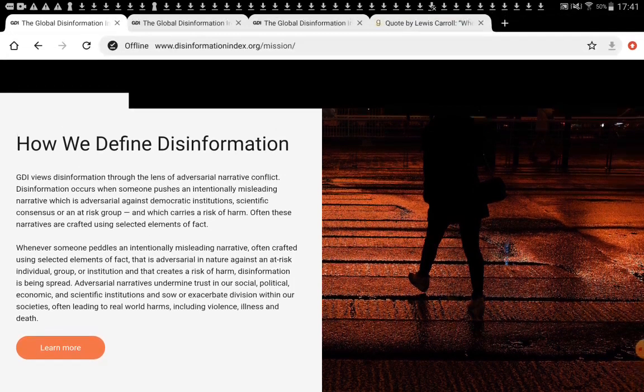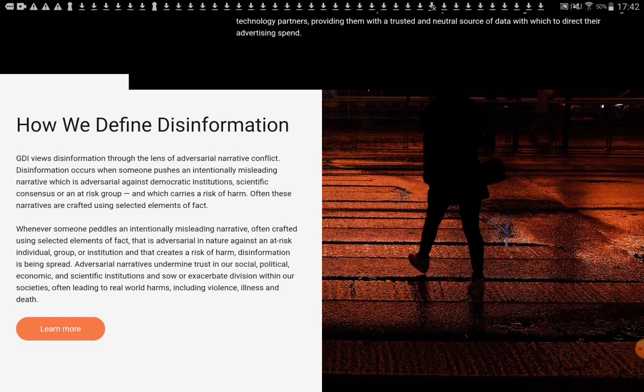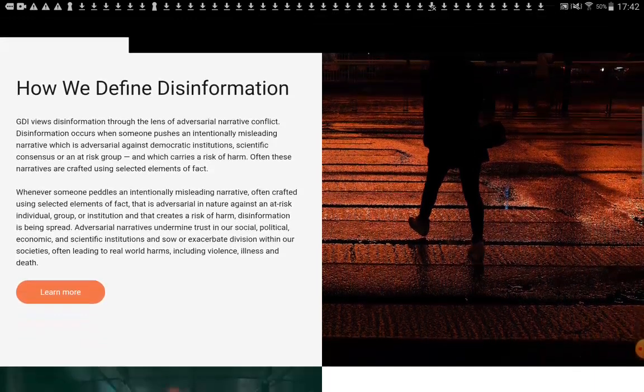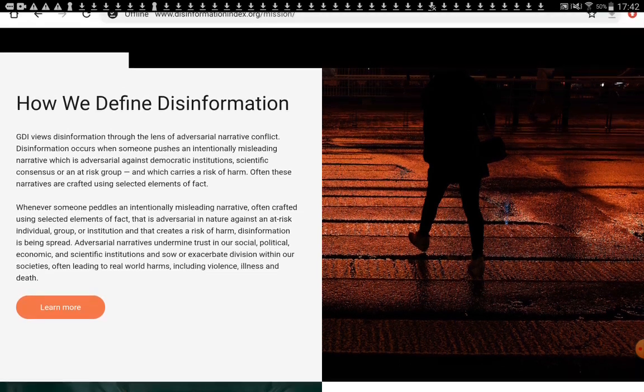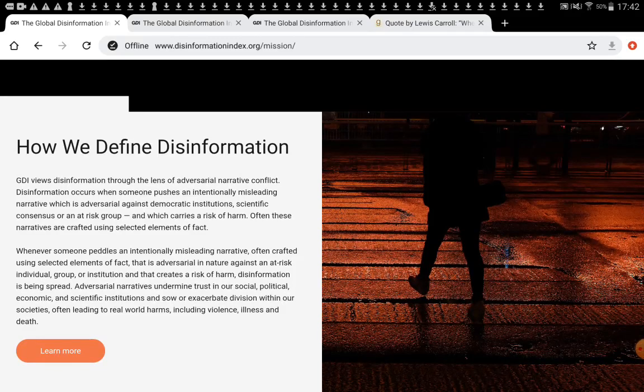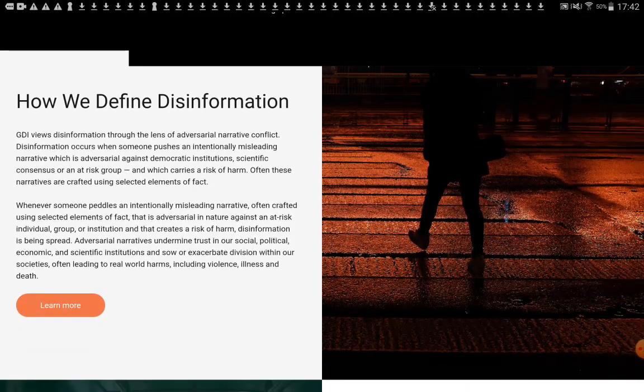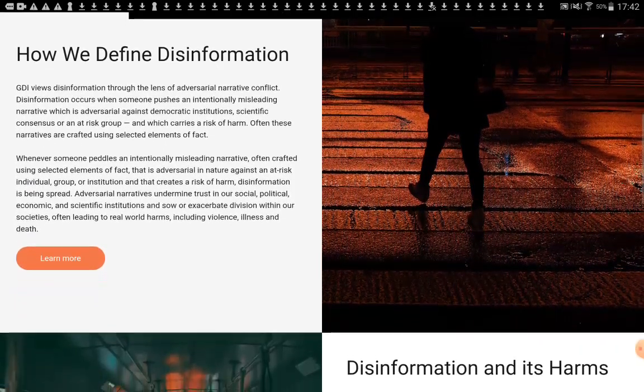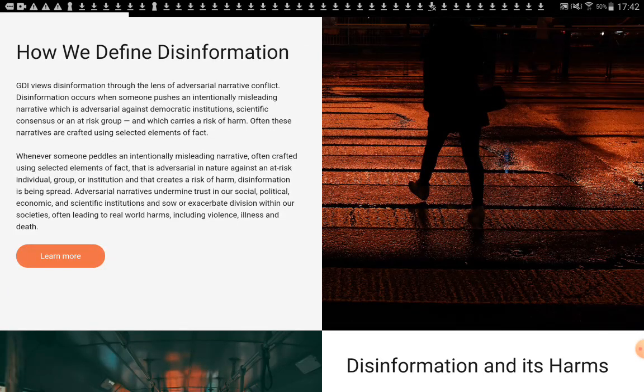So first of all, how do you disentangle people who have got a genuine disagreement from those who are intentionally misleading? Maybe in some cases you can infer the intent, but in other cases it could be that people genuinely believe what they're saying and perhaps don't understand the problems with cherry picking data. So I find this definition quite problematic.